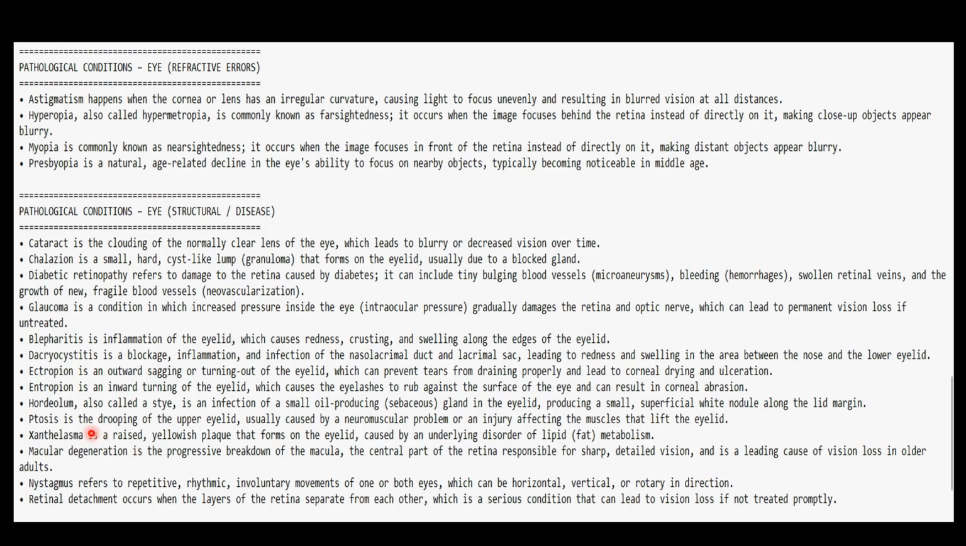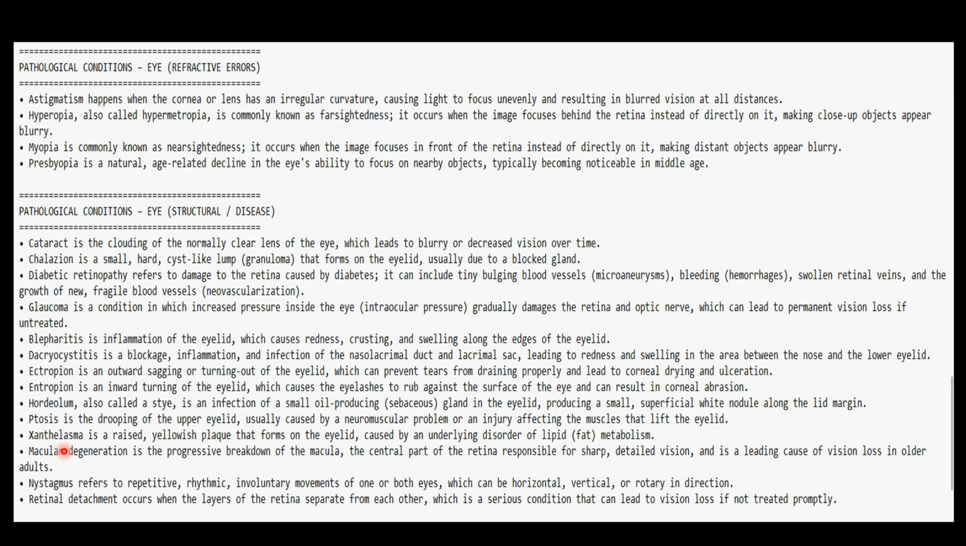Okay, then we have ptosis, which is drooping of the upper lid, usually caused by a neuromuscular problem or an injury affecting the muscle that lifts the eyelid. Clear? So these are all the pathological conditions.